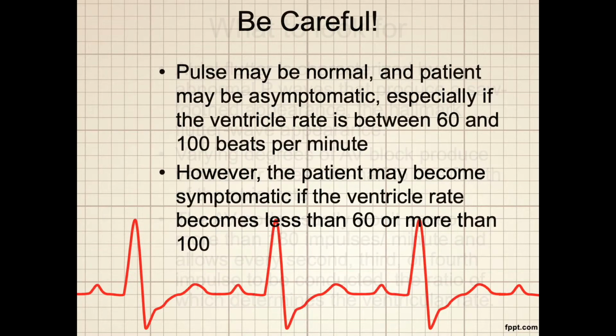You need to be careful with this rhythm because it can be sneaky. Pulses may be normal and the patient may be asymptomatic, especially if the ventricular rate is between 60 and 100 beats per minute. However, the patient may become symptomatic if the ventricular rate becomes less than 60, that is a slow ventricular response, or more than 100, that is with a rapid ventricular response.